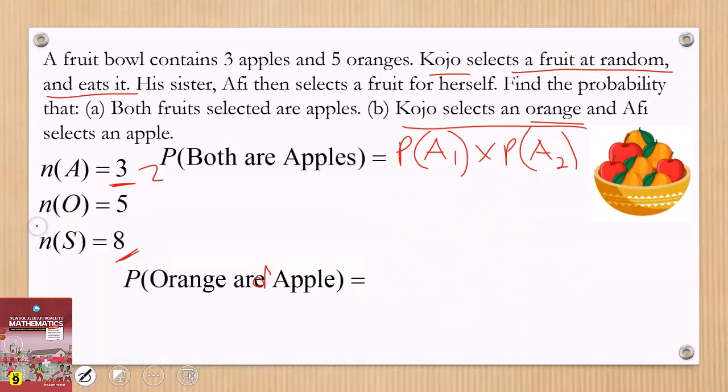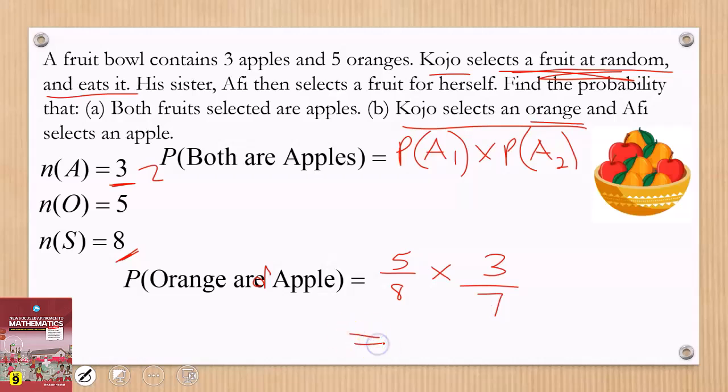Now the second part, according to the question, Kojo selects an orange. So the probability of selecting orange becomes 5 over 8. And here he will eat the orange, because whatever fruit he selects, he eats it. That was what the question said from the beginning. Now Afi also went in to select, and Afi's own is apple. So apple, we have 3 apples in the basket over the total number of fruits, which this time around is no longer 8 but rather 7, and that becomes the answer.